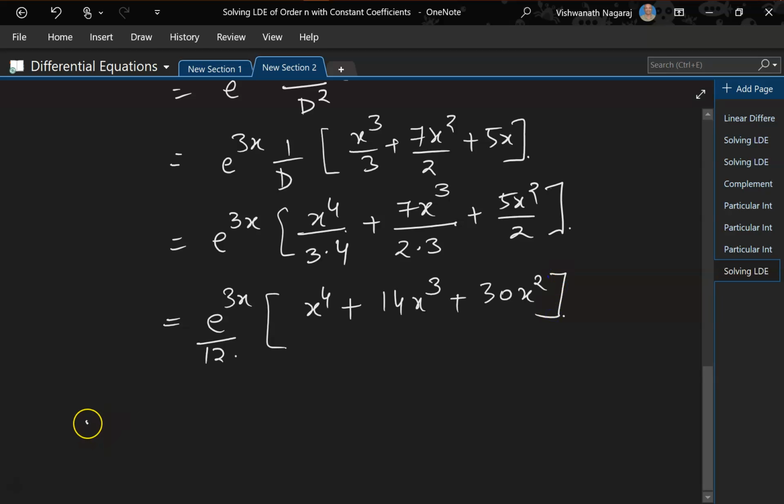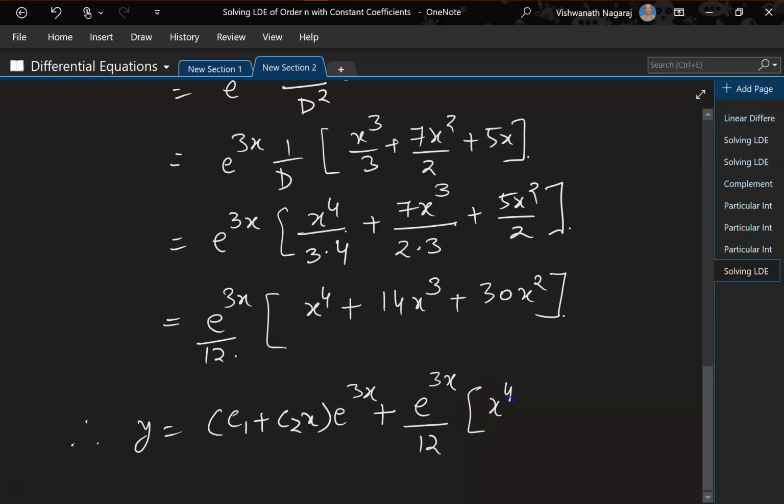So now finally the solution is CF plus PI. CF is (C1 + C2x)e^(3x) plus PI is e^(3x)/12 times (x⁴ + 14x³ + 30x²). Okay, so that is the solution.